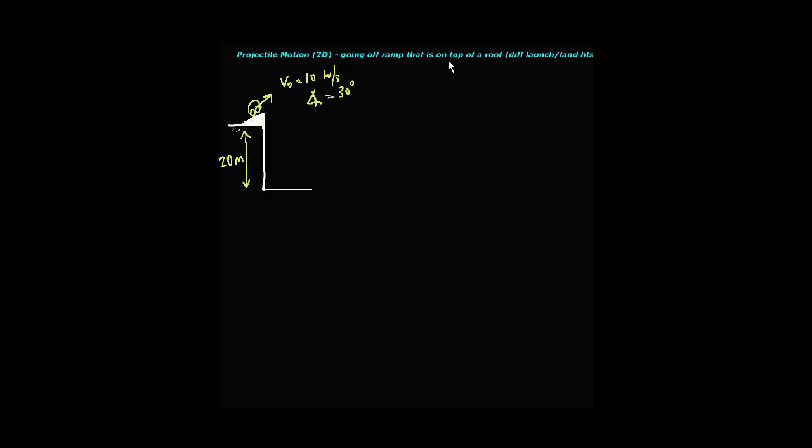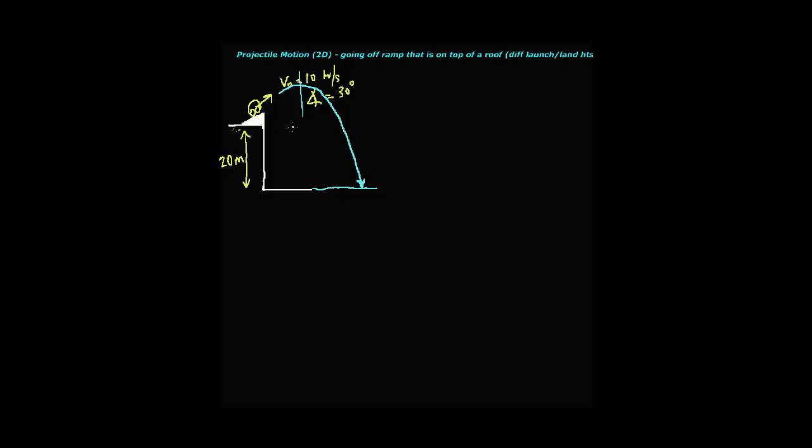However, the ramp happens to be on top of a roof. So we have a different launch and landing height. The object's going to start here, go off the ramp, go up, and it's going to fall back down below the launch height here, and it falls back an additional distance. Now, as you can see from left to right, we don't quite have the symmetry we did when we went ramp to ramp in the previous problem. So we can't just say time up equals time down without doing some little tweaking on that. So we're going to see how we solve this.